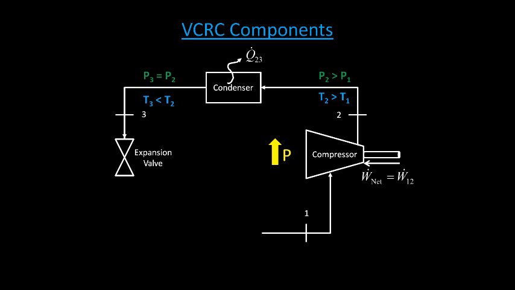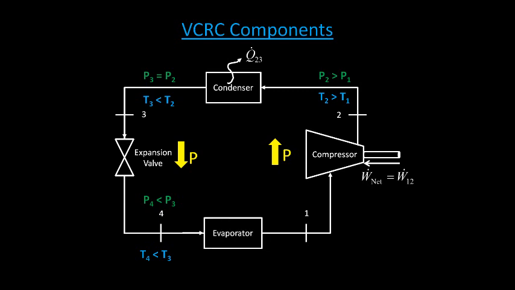Next, the condensed refrigerant will flow through the expansion valve where there's a sudden drop in pressure, turning the refrigerant into a mixture between condensed liquid and vapor, where the pressure at 4 is less than the pressure at 3 and the temperature at 4 is less than the temperature at 3. Next, the mixture of vapor and condensed liquid passes through the evaporator where heat is pulled in from the surrounding room, returning the refrigerant to a vapor at state 1, where the cycle has completed and is ready to start again.